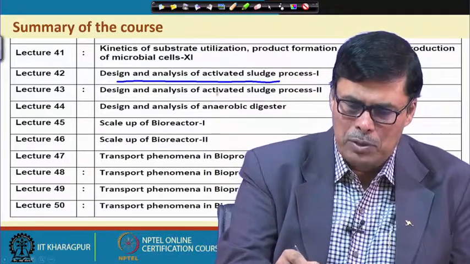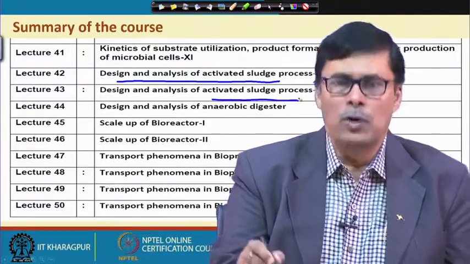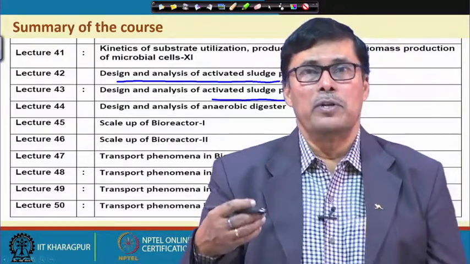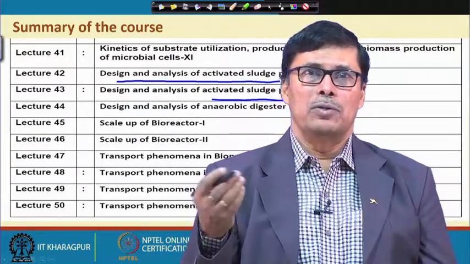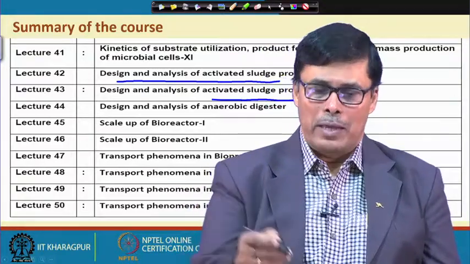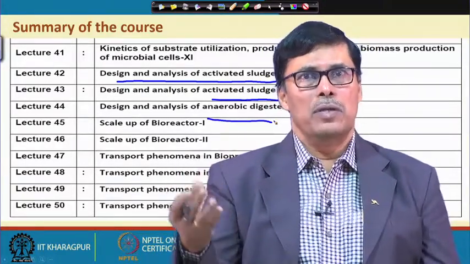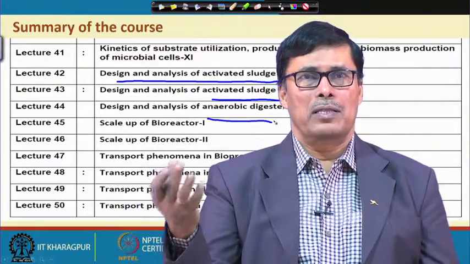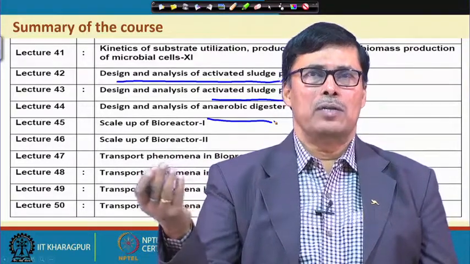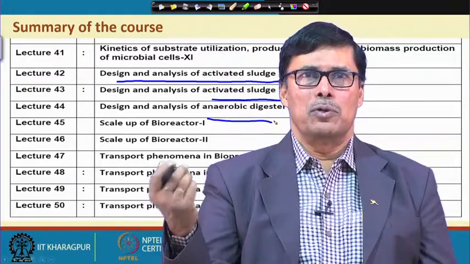We have taken into consideration the activated sludge process, which is mostly used for the treatment of wastewater, and we also discuss the anaerobic digester, where we can convert the waste to some useful products, such as methane or hydrogen, which can be used as a source of energy.